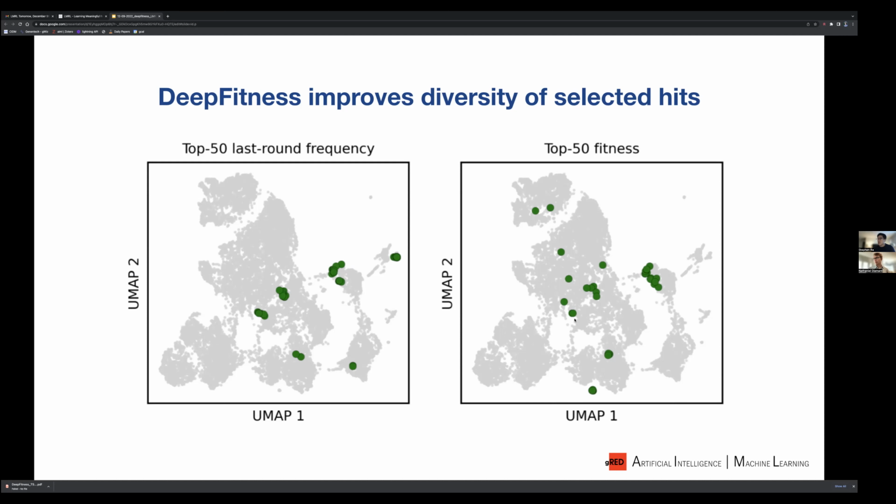And then on the right here, we mapped the top 50 according to the fitness model. And as you can see qualitatively, these green dots in the fitness approach are much more spread across the genotype space. So not only does fitness provide better predictions of enrichment, but it also seems to lead to more diverse hit selections, which is important for target finding.